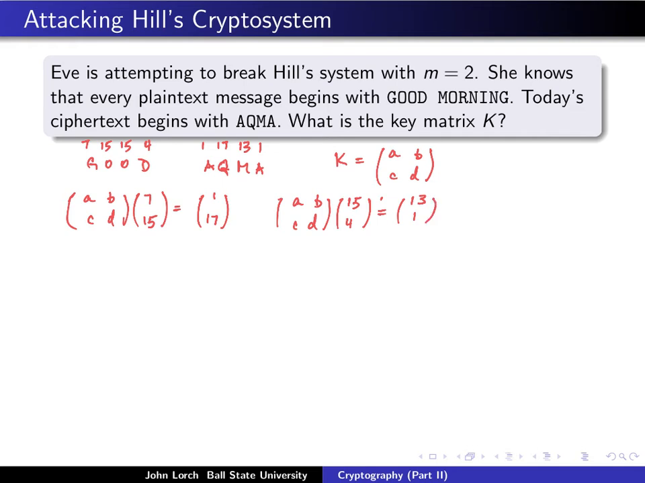So what this says, if you look at this first equation, this says that 7A plus 15B equals 17, and 7C plus 15D equals 17. In fact, the first equation is wrong. Instead of being 17, it should be a 1.